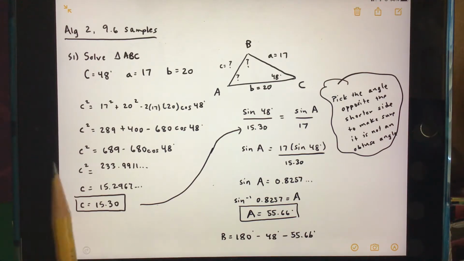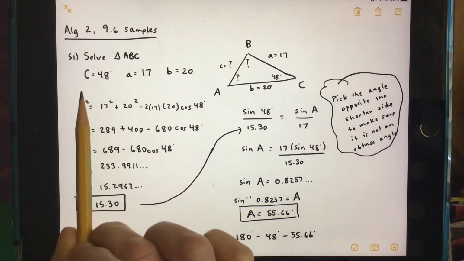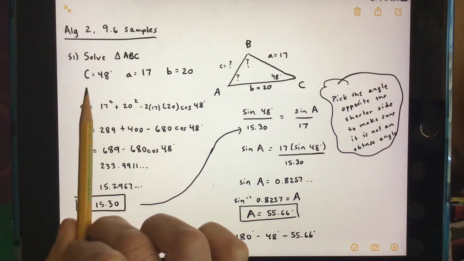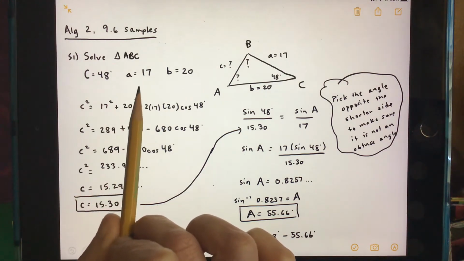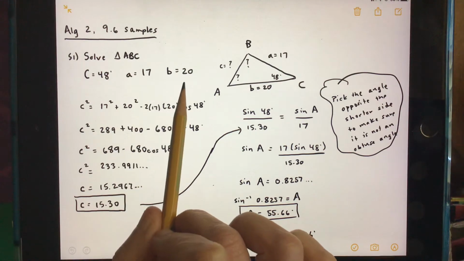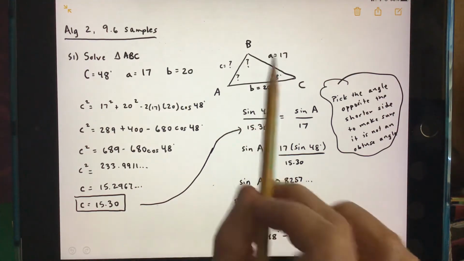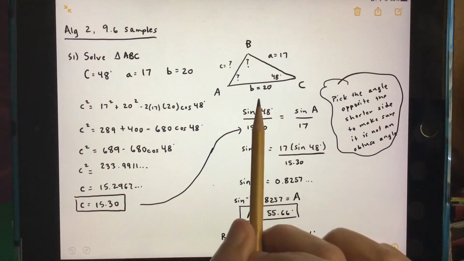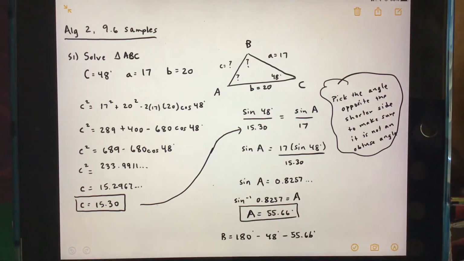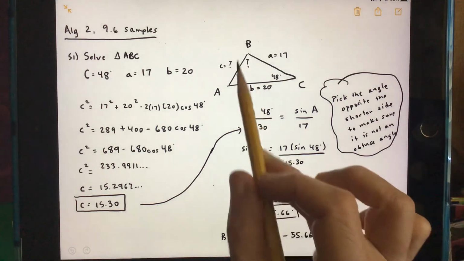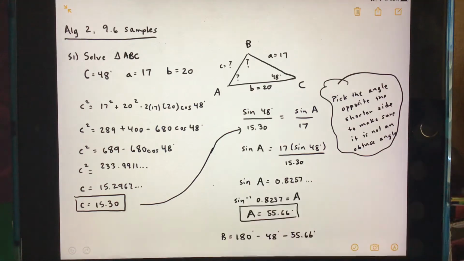All right, so our first triangle to solve, we're given the information that angle C is 48 degrees, and side A is 17, and side B is 20. So when we draw the picture, we realize this is an SAS triangle. We have an included angle, which means we will not be able to start by using the law of sines because we don't have any ratios that will give us enough information to use the law of sines. So instead, we're going to start with the law of cosines to find this length here, side C.